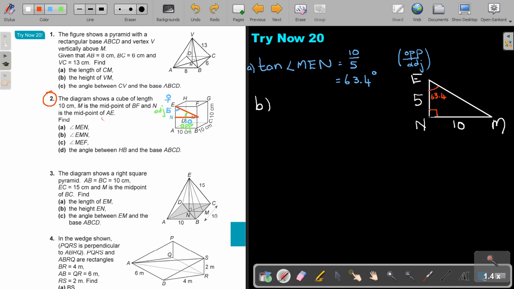So to find angle EMN, I can just say 180 minus that 90 minus that 63.4, and that will give me an answer of 26.6 degrees. Okay. And now number C, MEF.